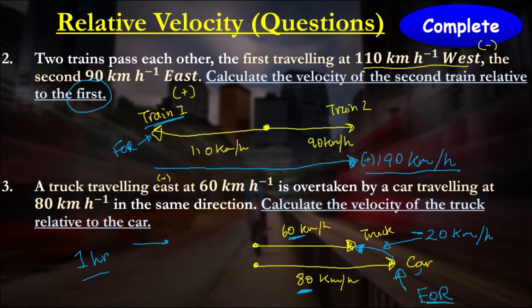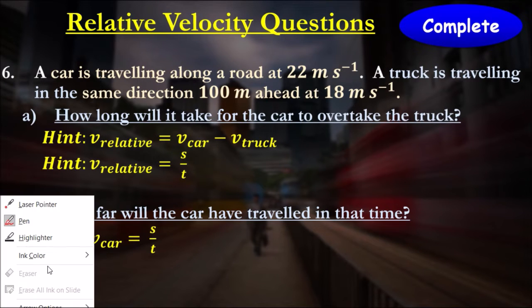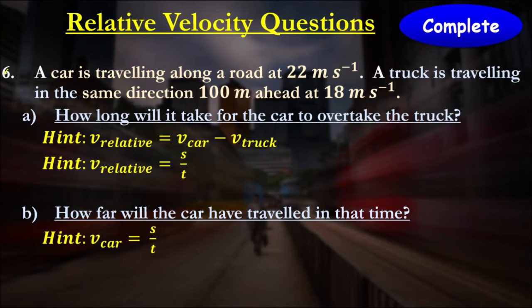And let's try another set of questions. Although this one says question 6, it should actually be question 4, so I'll just correct that. A car is traveling along a road at 20 meters per second. A truck is traveling in the same direction, 100 meters ahead of it, at 18 meters per second. So they're both moving in the positive direction. Okay, cool. It says, how long would it take for the car to overtake the truck?